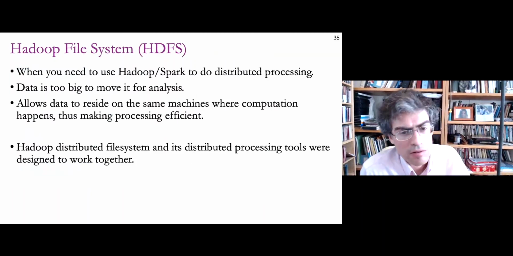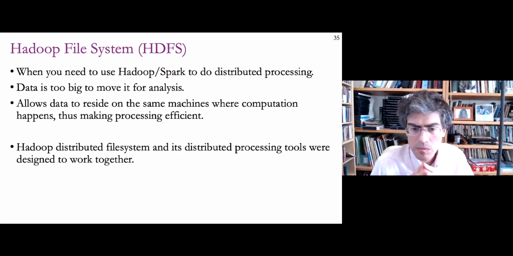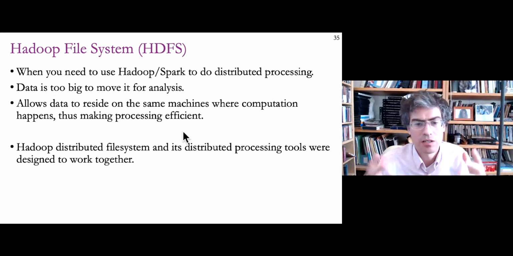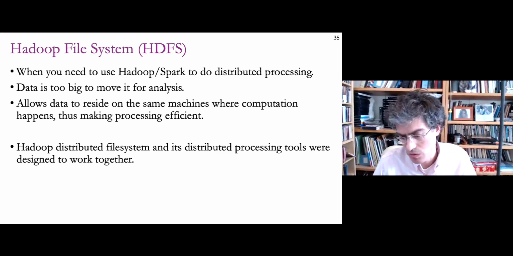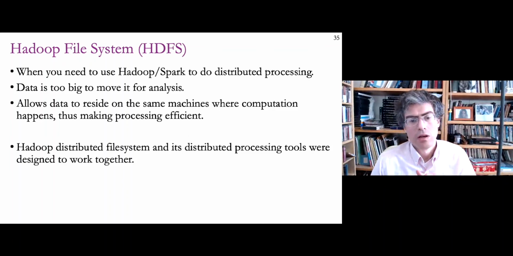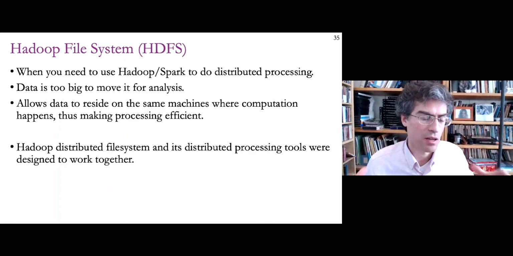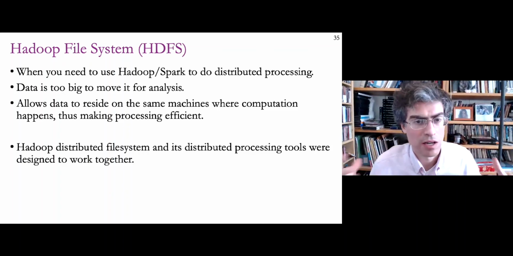The last example of a distributed file system I want to talk about very briefly is the Hadoop file system, HDFS. Later on in the class, if I have time, we're going to talk about Hadoop and Spark, which are distributed processing and analysis tools for running code in parallel. The purpose of that code is to do a lot of analysis, to read through a lot of data.